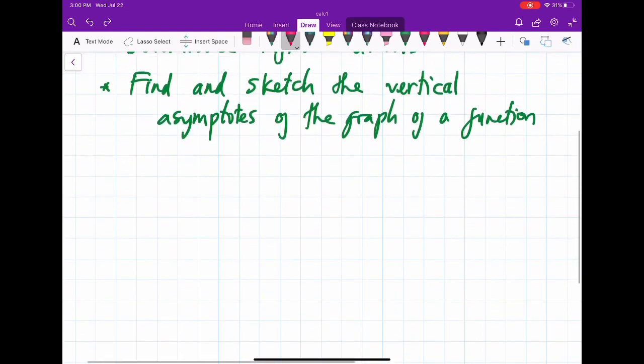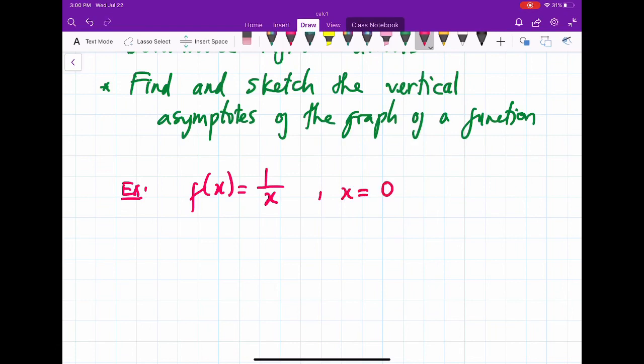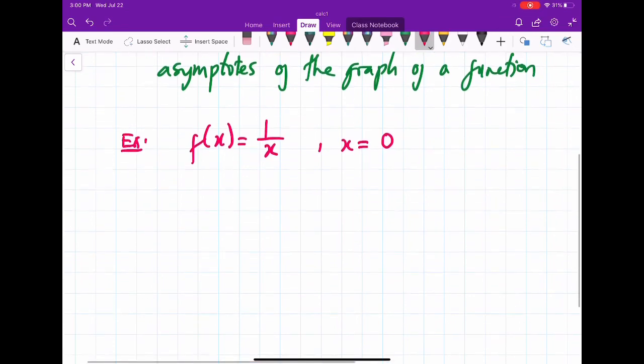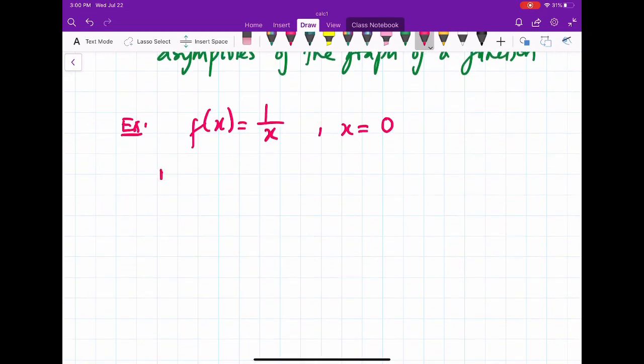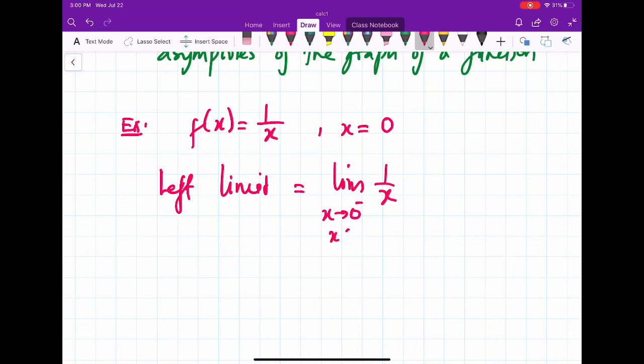Let's remind you the one we discussed in the very first lecture. The function 1 over x. This function is not defined at 0, and we know that the function does not have a limit at 0, right? Because the left limit and the right limit are different. The left limit of this function is the limit of 1 over x when x approaches 0 from the left, means x less than 0, right? And this is negative infinity.